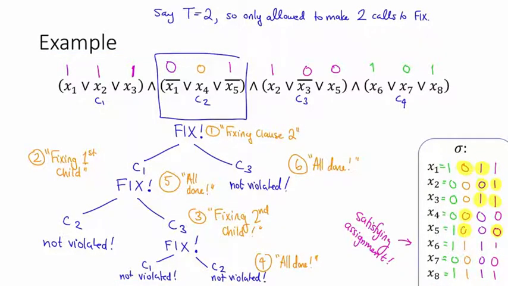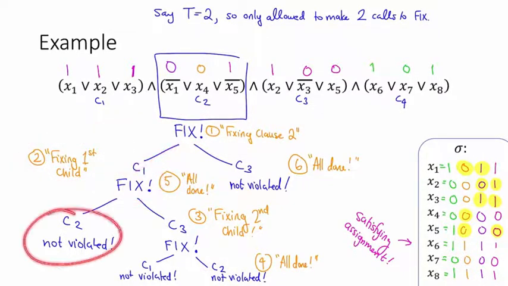So once again, let's return to this example, but now let's see how it would look if t were equal to 2. So I'm only allowed to make 2 calls to fix. Okay, so the algorithm begins just as before. I print out fixing clause 2, I call fix on it. I go down here, I say fixing first child, I call fix.